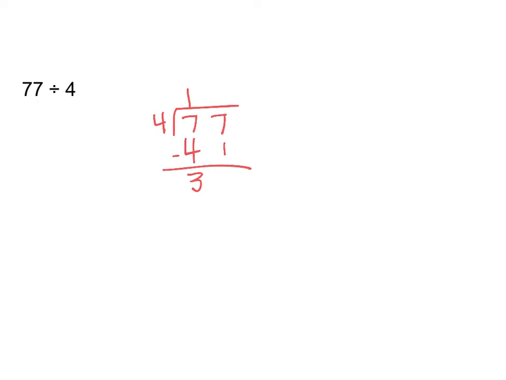I'm going to bring down the 7 that's in the ones place, and 4 goes into 37. Well, I know that 4 times 9 is 36, so I know it goes 9 times. 9 times 4 is 36. When I do the subtraction, I've got 1. So 77 divided by 4 is equal to 19 with a remainder of 1. My quotient being 19, my remainder being 1.